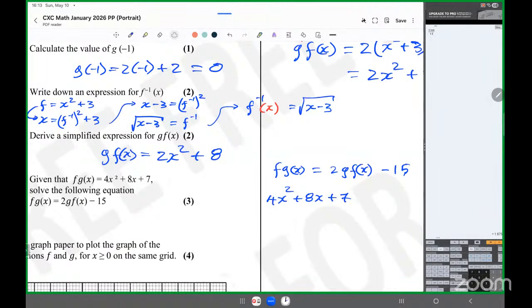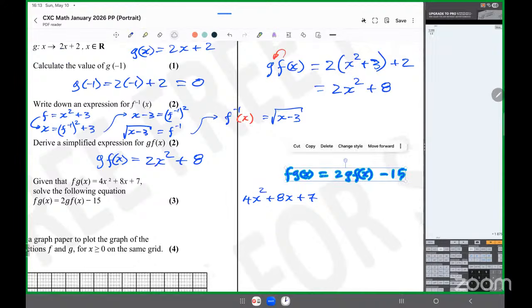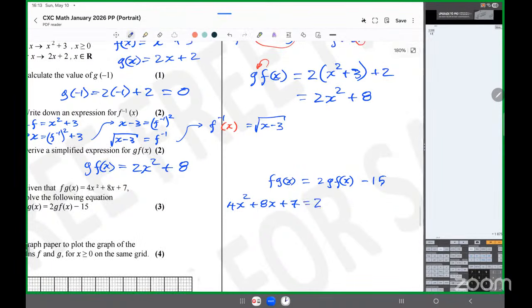Let me shift this over so we can have an equal sign here. Then we're doing 2 times the g of f. So equals 2 times the g of f, which is 2x squared plus 8. And we're subtracting 15 over here. Minus 15. Now I'm solving that for x. Expand it out and solve it.